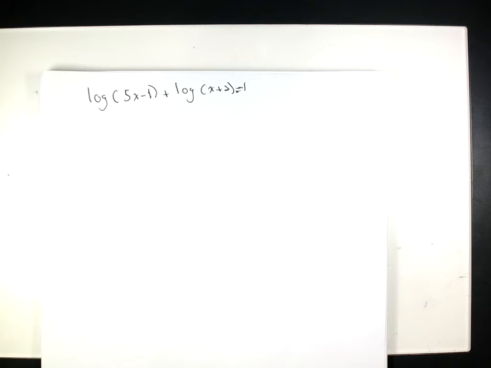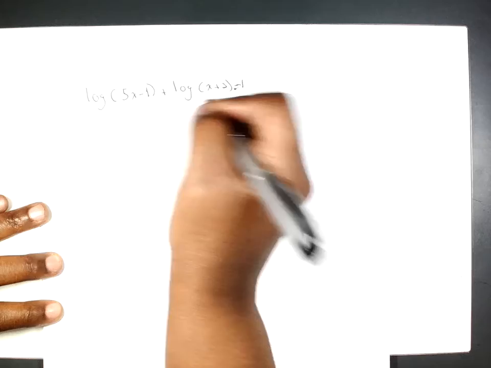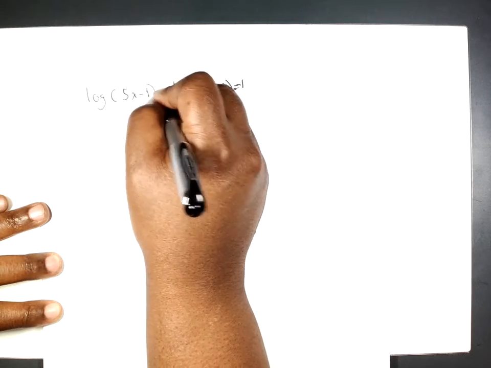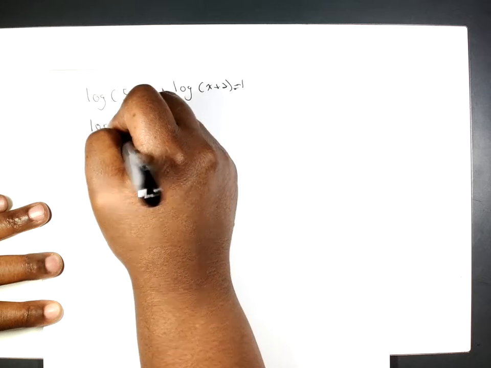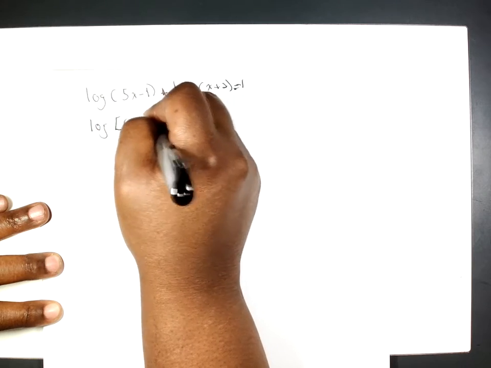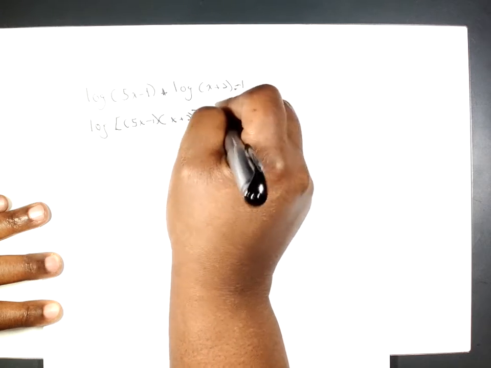So I have a homework question. We're looking at log(5x - 1) + log(x + 2) = 1. And this is from chapter 13.6. So that addition, first of all, when we put logs together, these arguments get multiplied together. So it'd be log of (5x - 1)(x + 2) = 1.